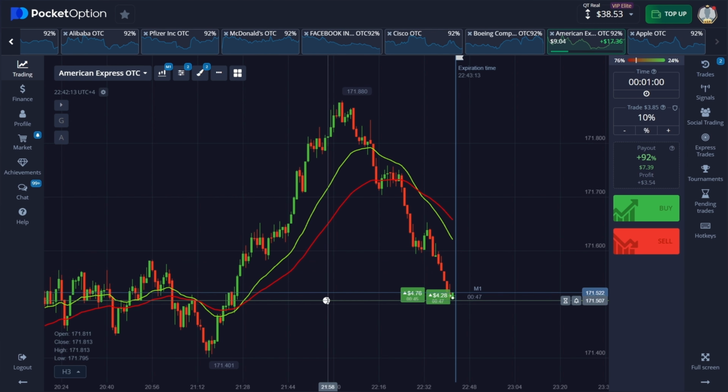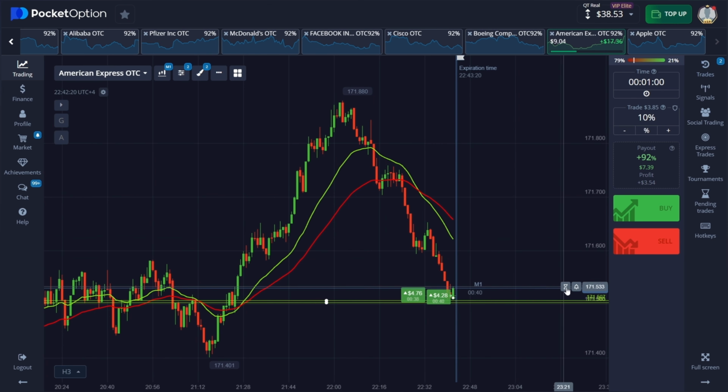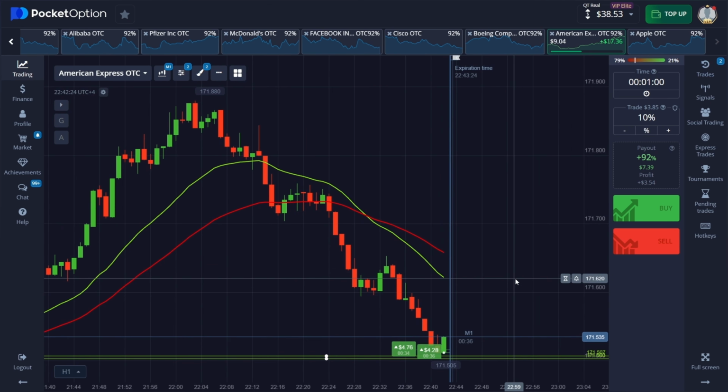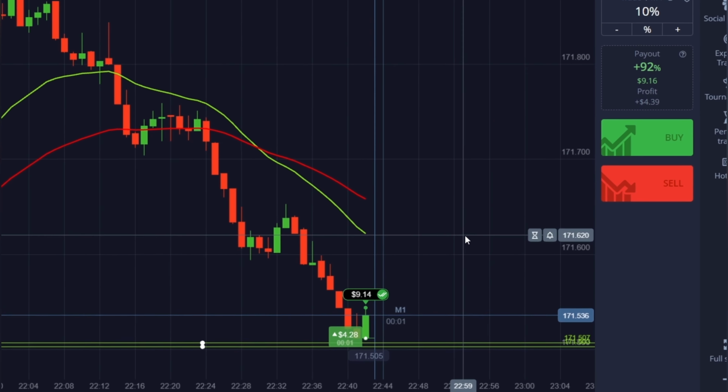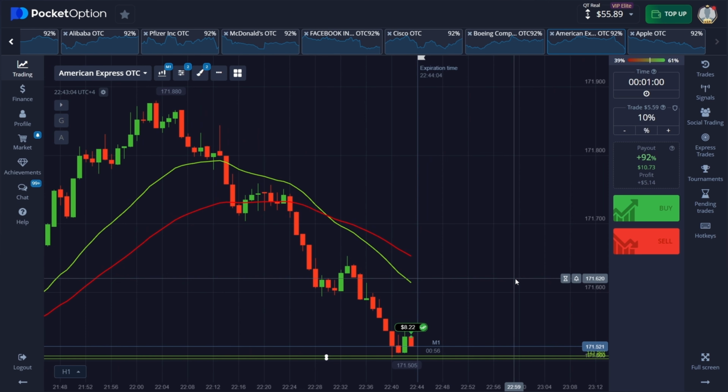Currently, the trade is going in our favor, and it looks like a good win, but there are still a few seconds left. If I have any doubts, I will use martingale. We won both trades. Now my balance is $55.89.